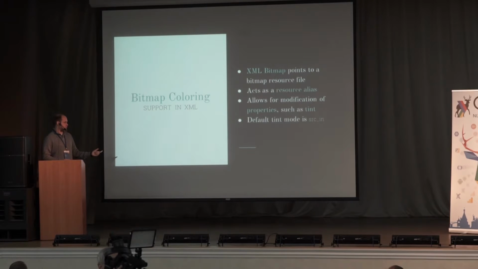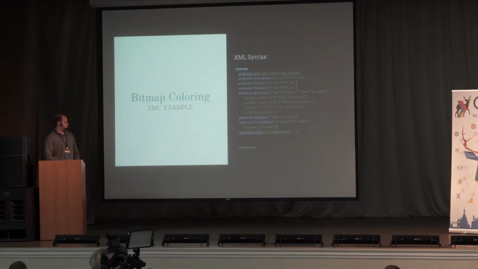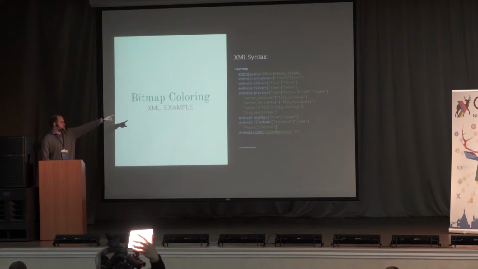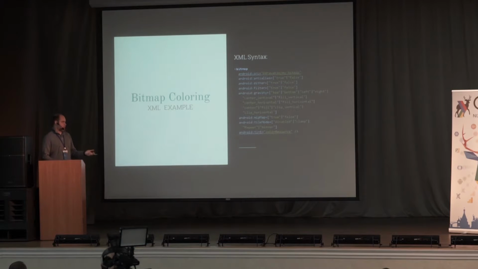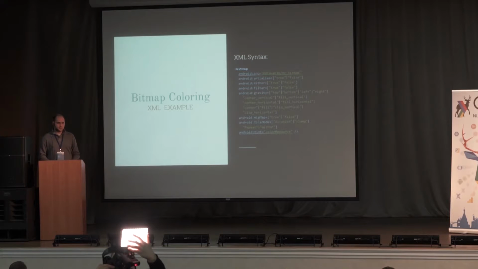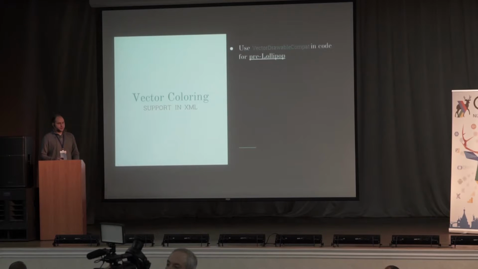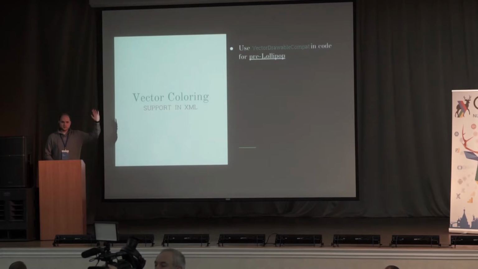For example, tint, and default tint mode is source in. That's why it was interesting. This is an example of how that looks. So you place the bitmap tag on top, and then you say source, and you point to your bitmap. And then on top, I've underlined the tint tag, so you say tint, and then you say which color resource. And again, this is source in, and you actually can't choose the tint mode. They say it's working, but it's not. That's weird. I've reported a bug for that, so if you want to track it, ping me, I can send you a link.